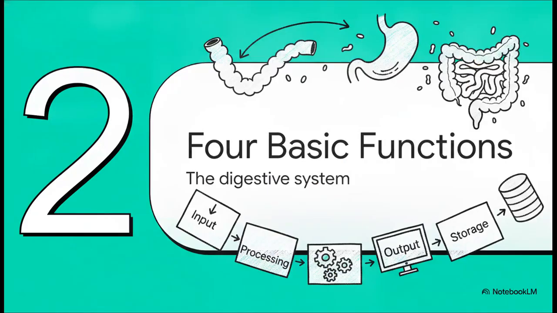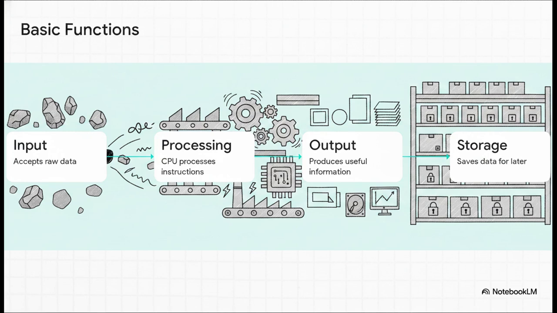Moving on to Section 2, the 4 basic functions. Think of this entire flow like a highly efficient, fully automated factory. First, raw materials go in. That's step 1, input, your raw data. Next, those materials get manufactured and assembled by the CPU or central processing unit during step 2, which is processing. Once the work is done, a finished, polished product comes out the other side. That's step 3, output, the actual information you and I can understand and use.